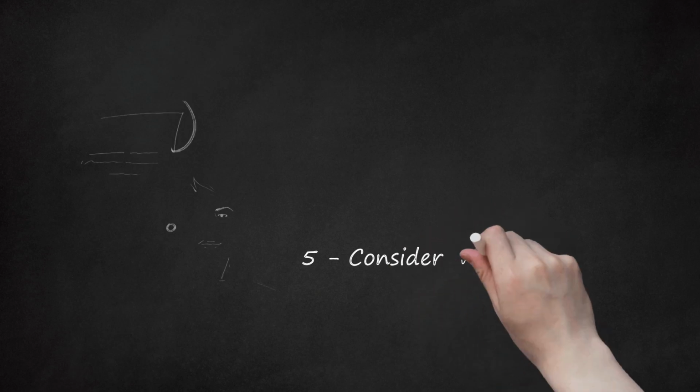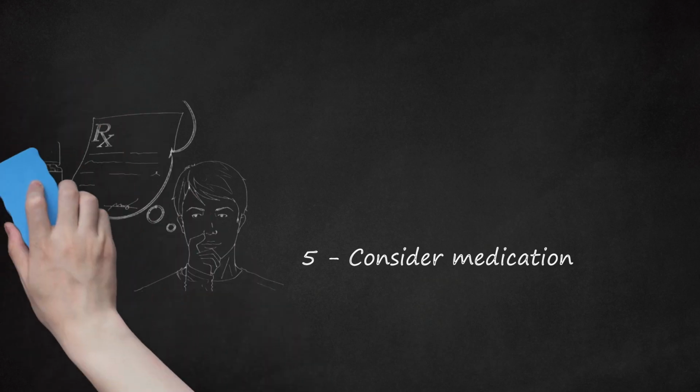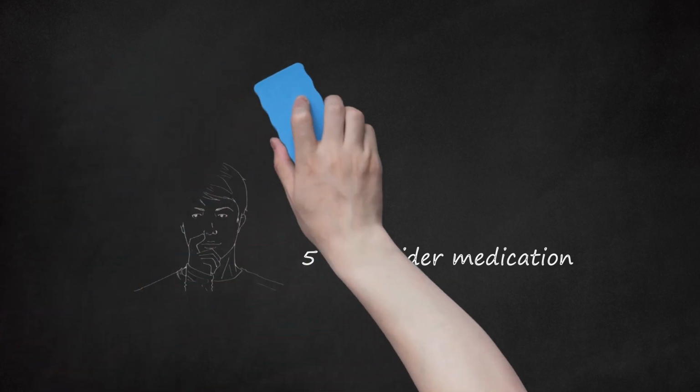5. Consider medication. Taking prescribed medications is an option if you find that your efforts to control your gambling have not worked. Antidepressants and mood stabilizers may help treat conditions that often coincide with a gambling addiction, but may not directly treat the gambling itself. Discuss options for medication with your doctor, general practitioner, or psychiatrist.